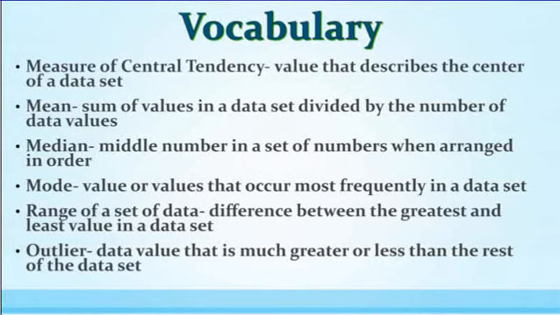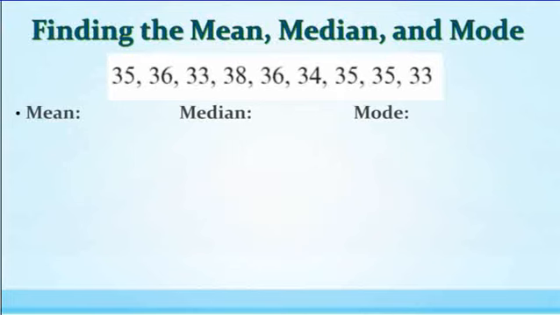And then we have an outlier, which is the data value that is much greater or much less than the rest of the data set. So it stands out compared to all the other ones. We're going to be looking at using each of these terms today. So first, finding the mean, median, and mode.